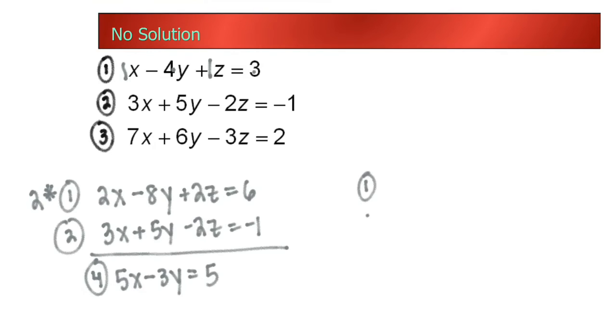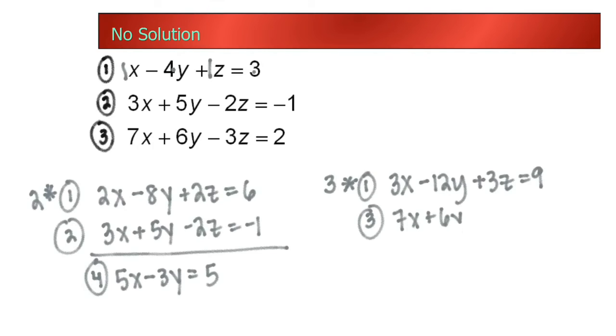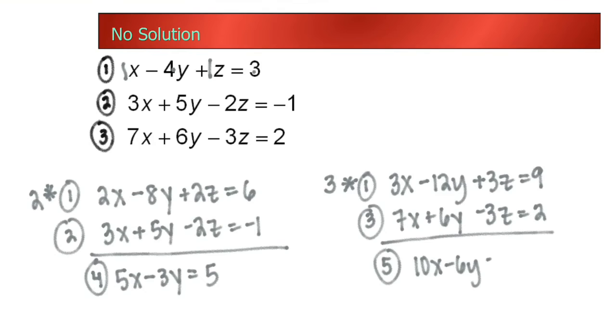Now let's take equation 1 and equation 3. This time I'm going to multiply equation 1 by positive 3. So 3 times 1x is 3x. 3 times -4y is -12y. 3 times 1z is 3z. And 3 times 3 is 9. Equation 3 is 7x plus 6y minus 3z equals 2. Equation 5, 10x minus 6y equals 11.